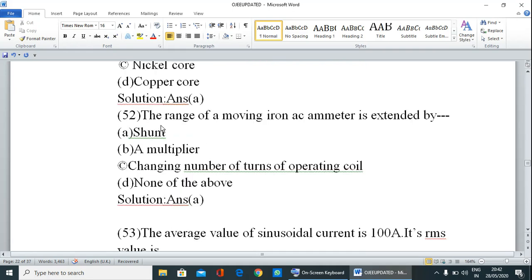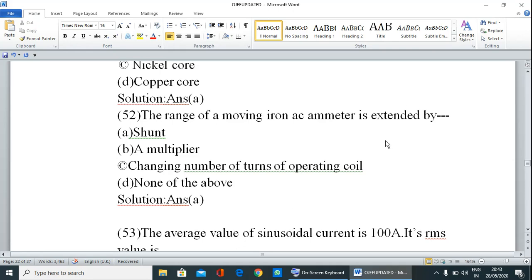Question number 52. The range of a moving iron AC ammeter is extended by: shunt, multiplier, changing the number of turns of operating coil, none of the above. So the correct answer is A, that is shunt. To understand this, you should understand how we increase the range of an ammeter.